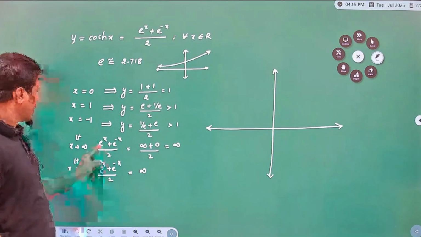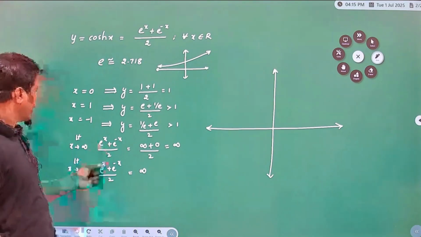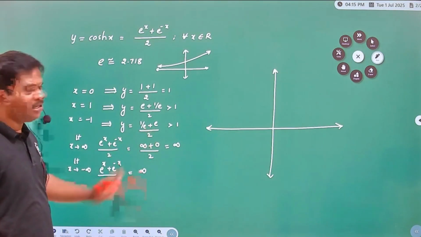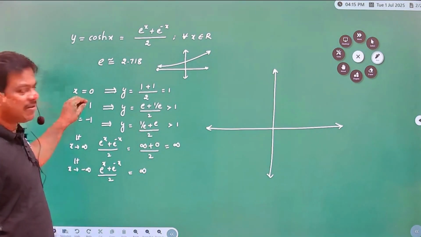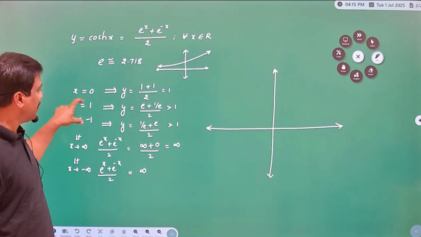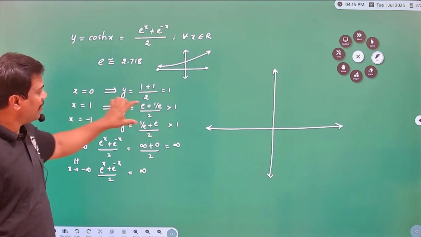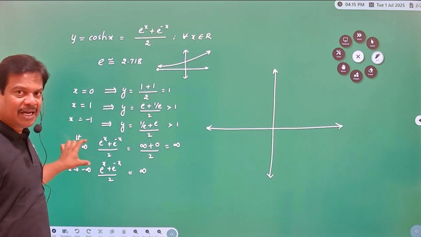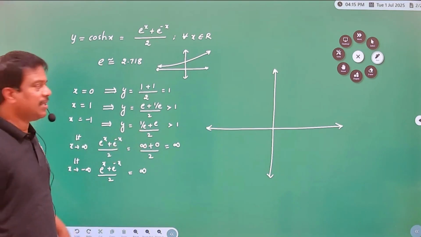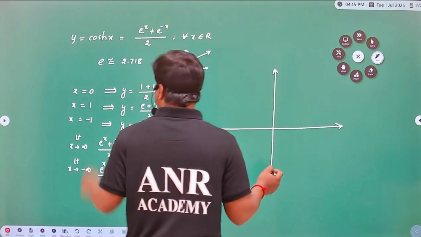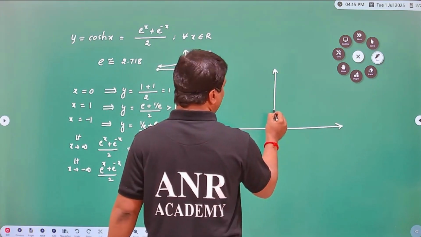Just these two interchanges give the same result, like x equal to 1, x equal to minus 1. For positive and negative values of 1, it gives the same result. For positive and negative infinity, it also gives the same result. 0 comma 1, 0 comma 1 here.